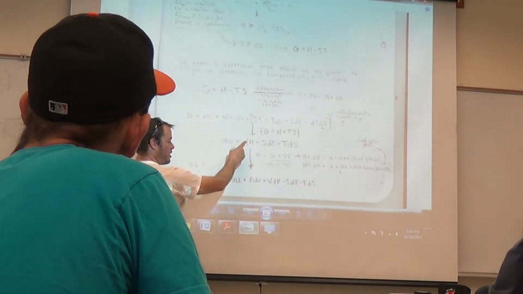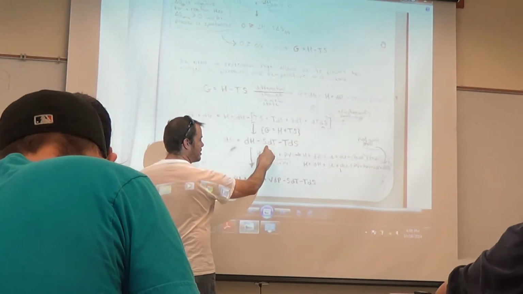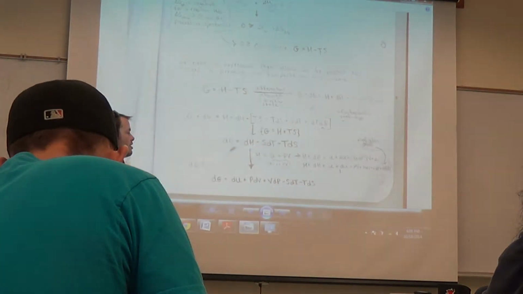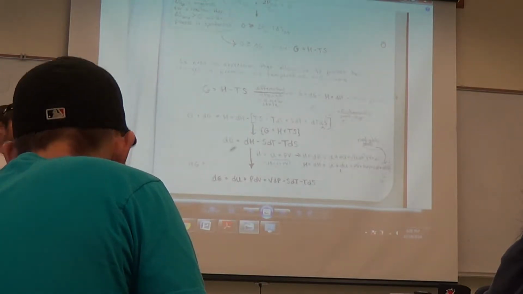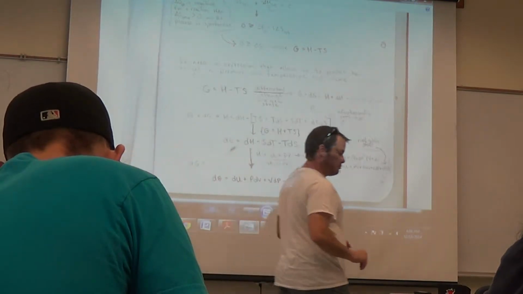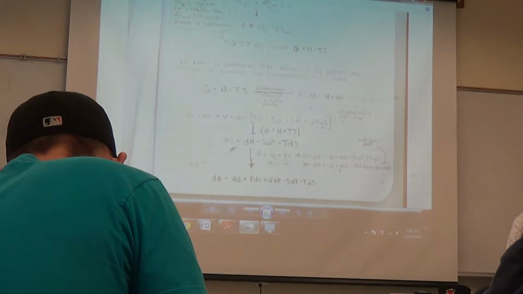So instead of dh, we have du plus pdv plus vdp. And then we still have the negative sdt and the tds. So this right here, this bottom term, is our new expression for the differential change in g. Don't worry, you're not going to have to derive this. I just want you to see where it came from.